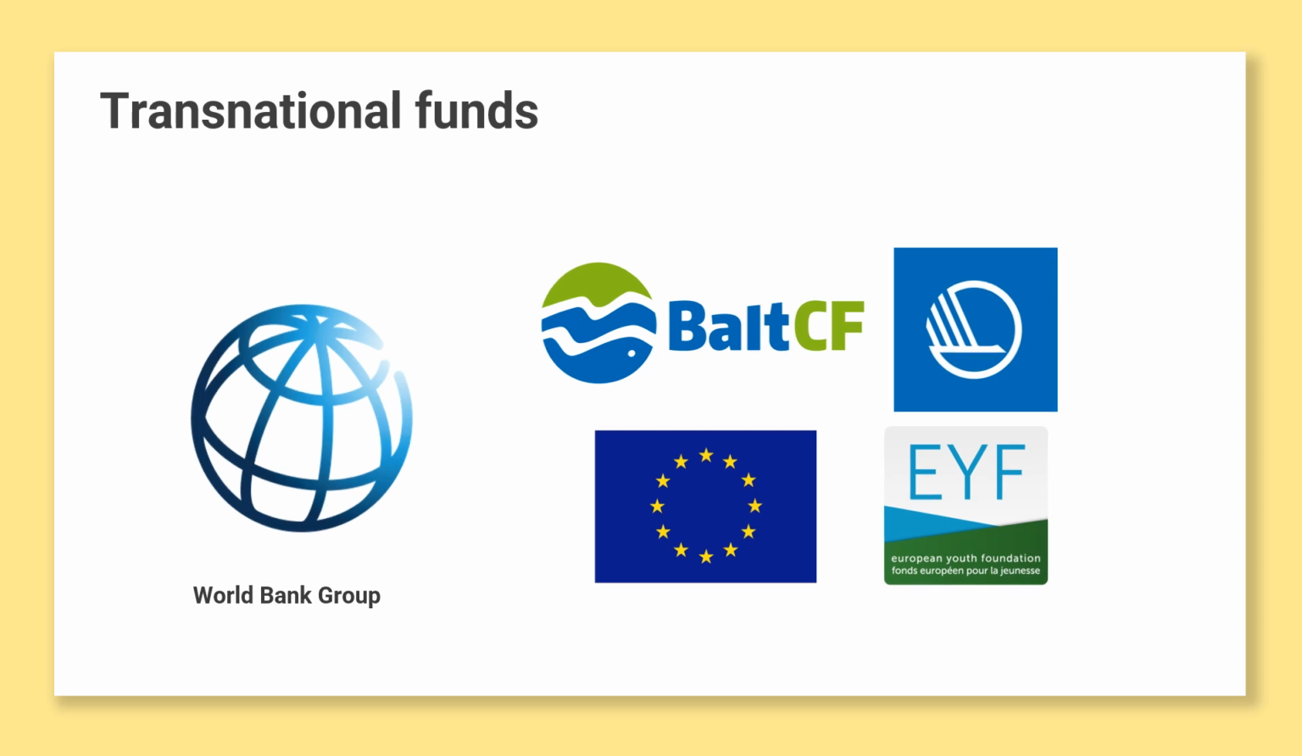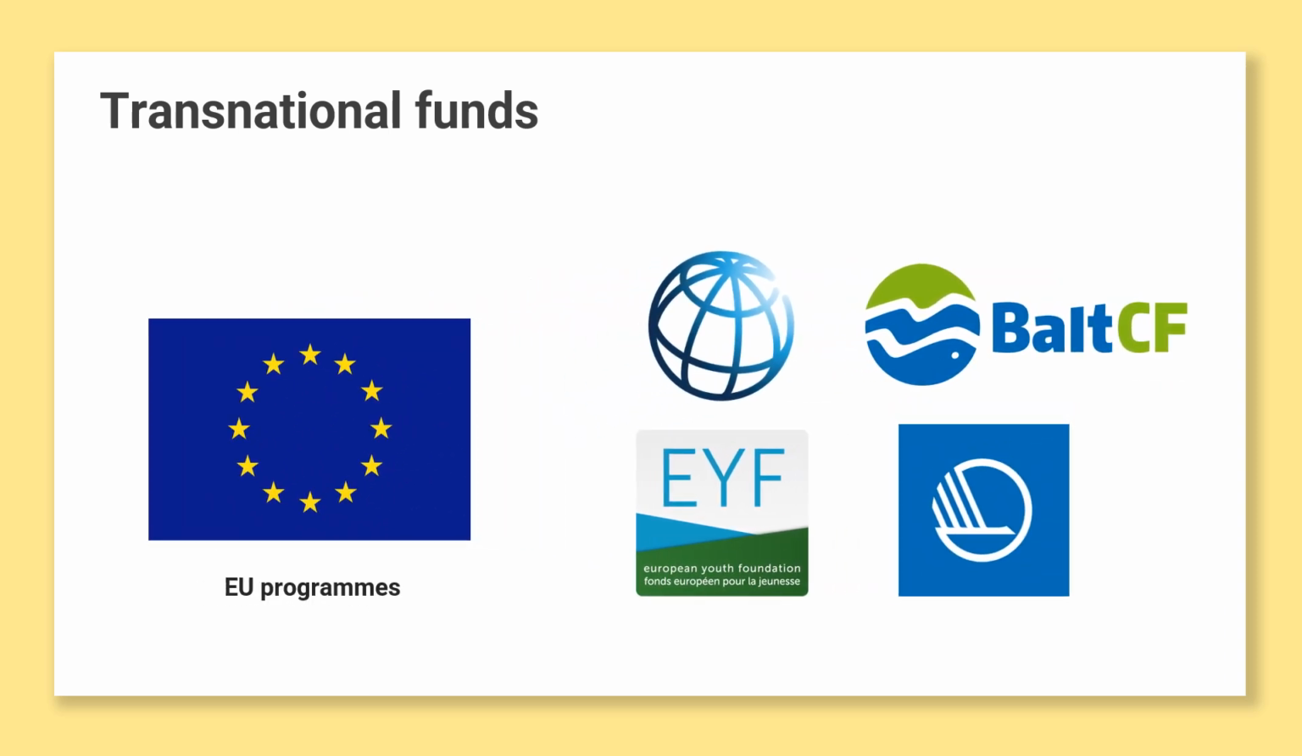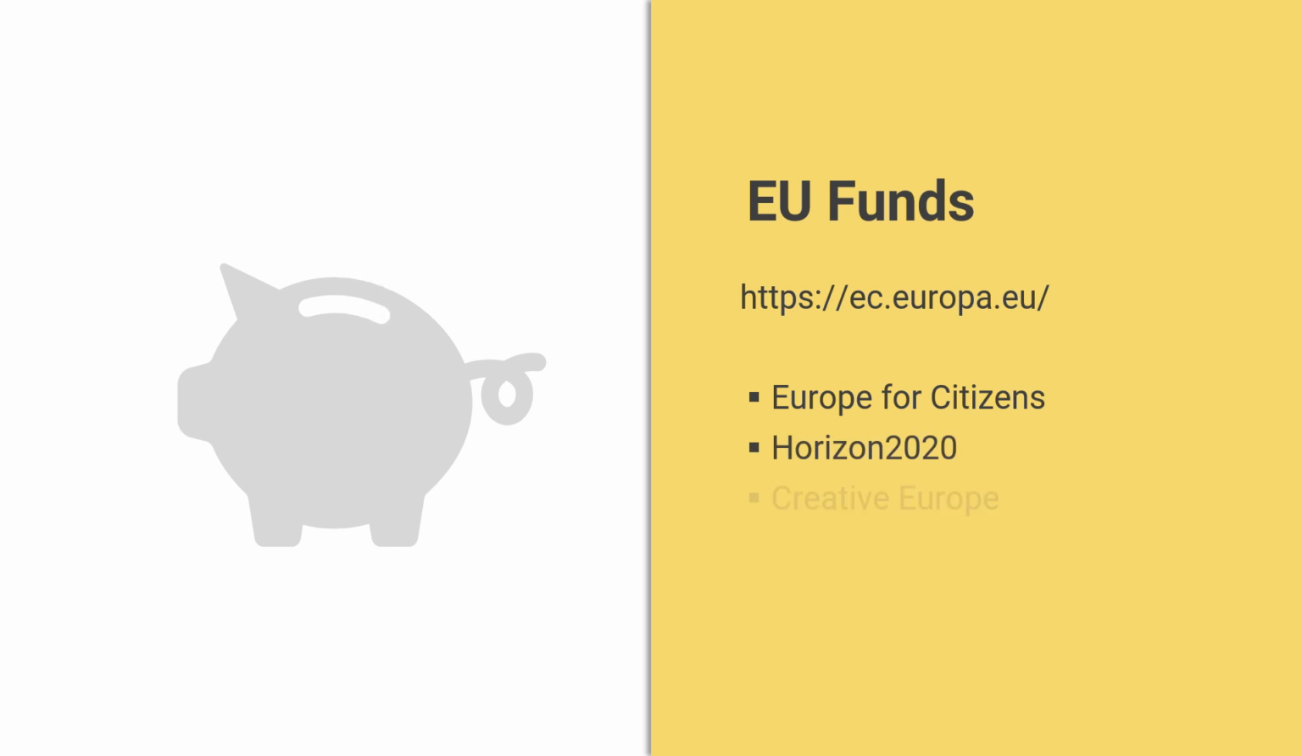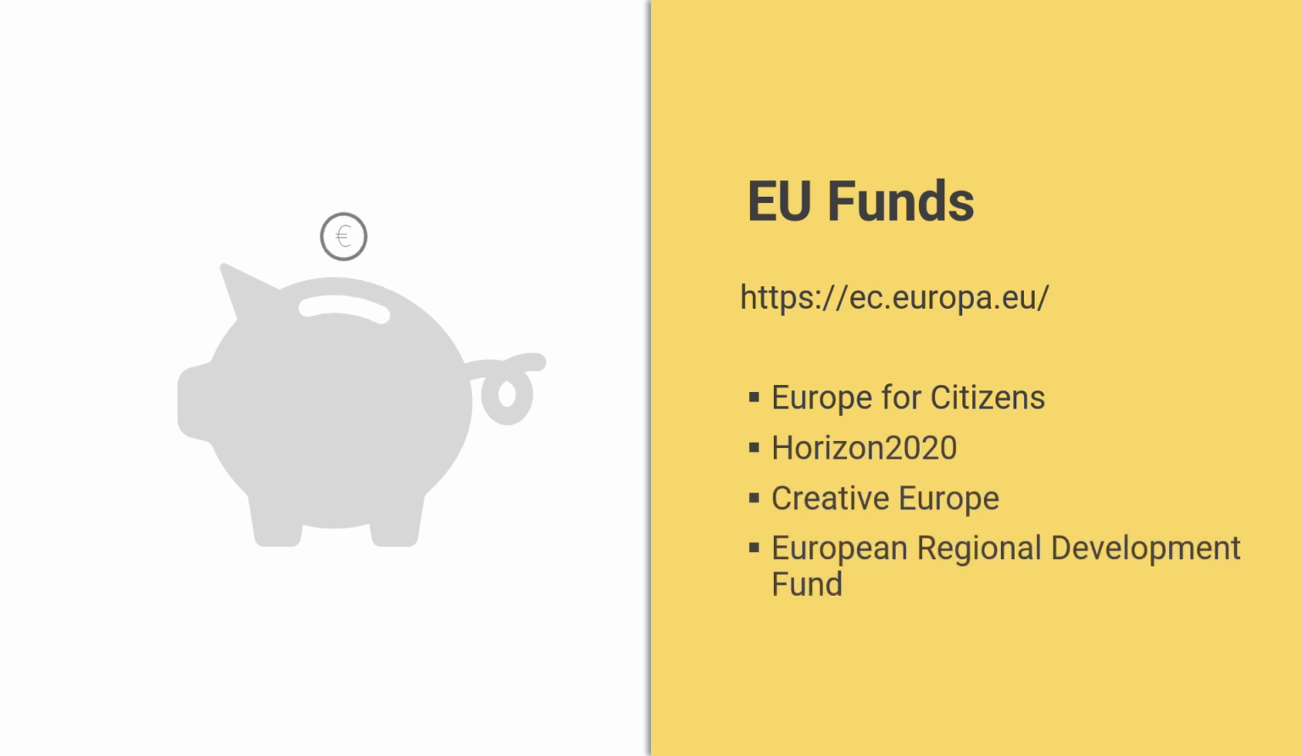In addition, the EU as well has a broad range of programs that fund a variety of actions in all sectors of a country's life. To see a complete overview of all the EU funding opportunities, you can visit the European Commission's website and search for the different calls in the menu for funding and tenders. Some of the funding programs that you might already be familiar with are Europe for Citizens, Horizon 2020, Creative Europe, European Regional Development Fund, and Erasmus+.